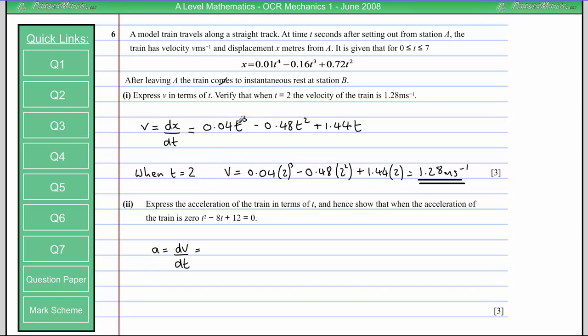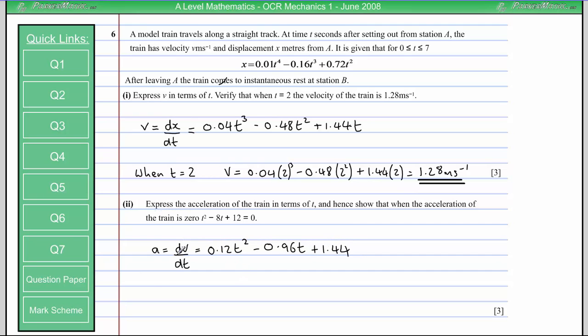So remember, to differentiate any polynomial, multiply by the power and then reduce the power by 1. So we get 0.12 t squared minus 0.96 t. Reducing the power of t, we'll just get a constant, we'll just get plus 1.44. So this is our expression for acceleration.